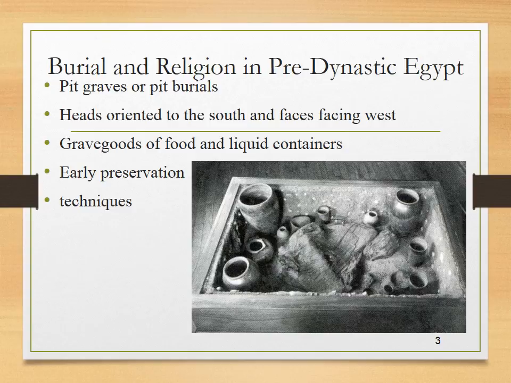And they've essentially just dug a hole, folded up the body, as you can see from this picture, and then they put the bodies in specific orientations in most parts of Egypt during this period. So what you've got, as I put up on the slide, the heads are oriented to the south, and then you've got the faces facing west.